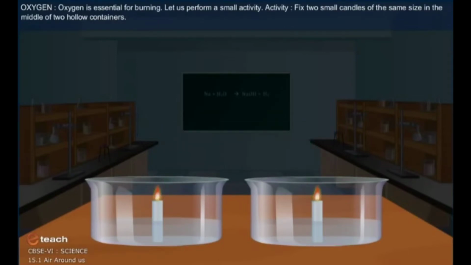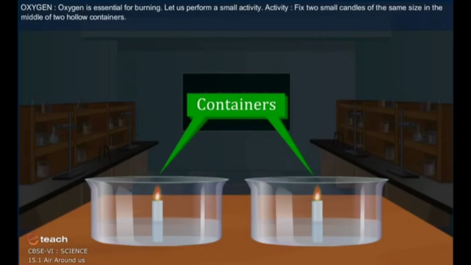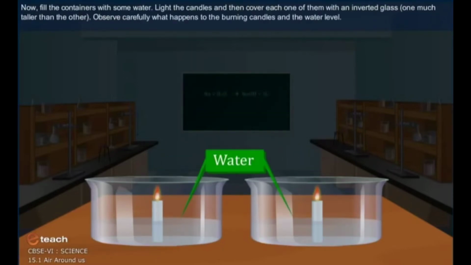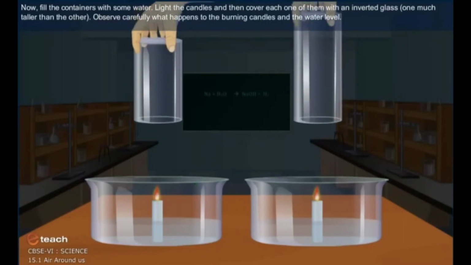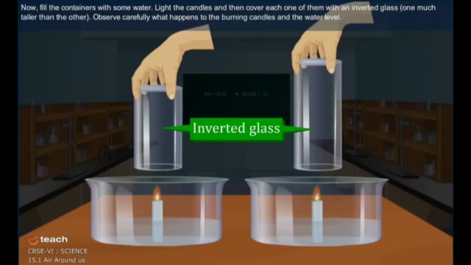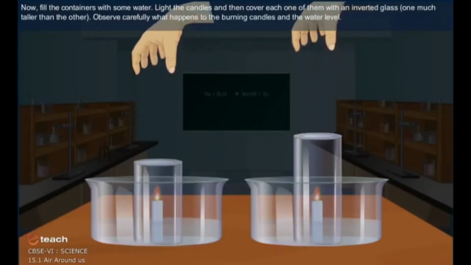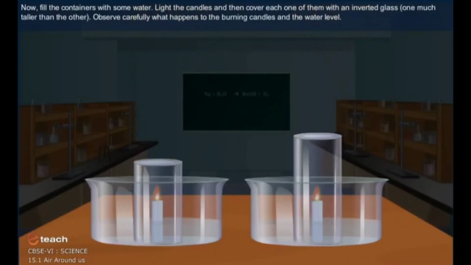Activity. Fix two small candles of the same size in the middle of two hollow containers. Now, fill the containers with some water. Light the candles and then cover each one of them with an inverted glass, one much taller than the other. Observe carefully what happens to the burning candles and water level.